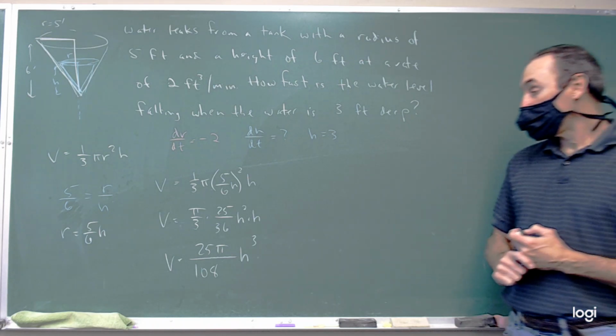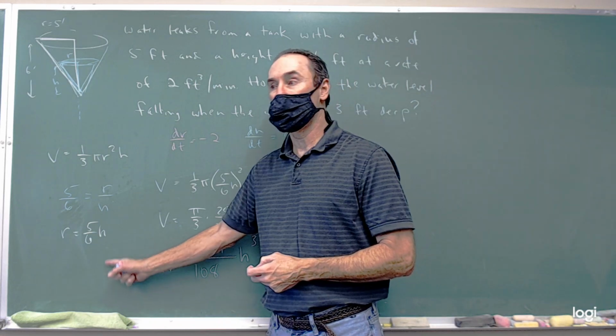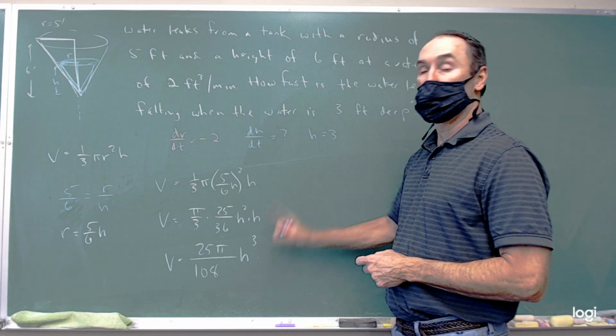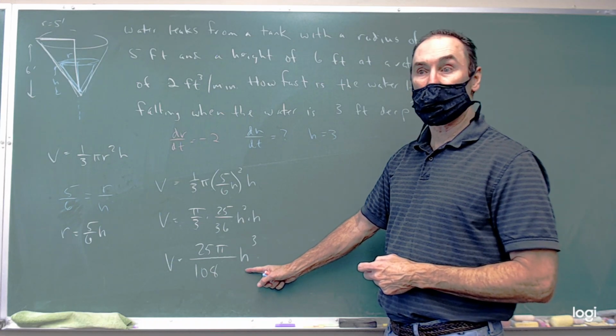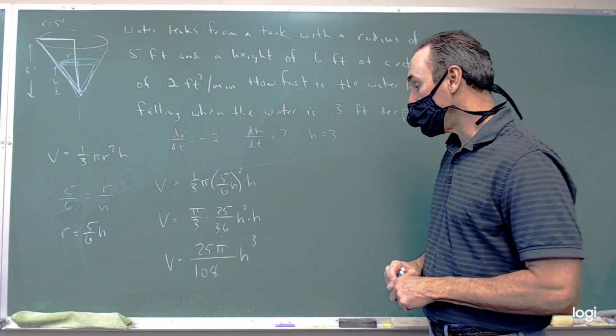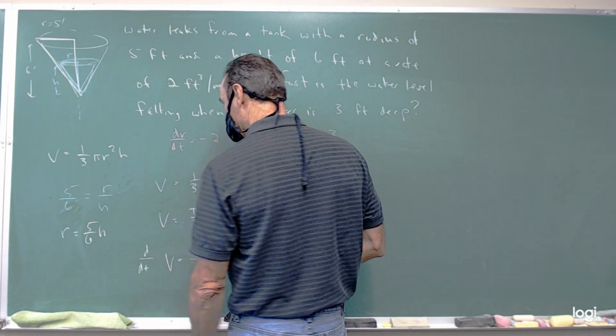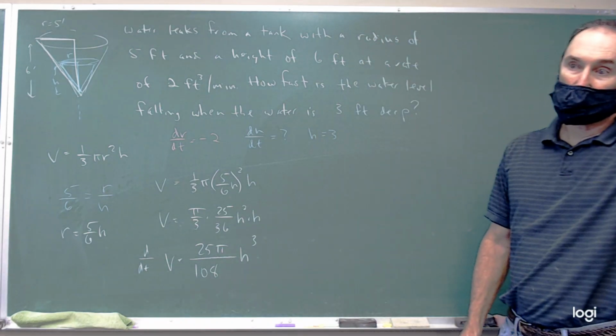So now we're ready to actually take the derivative. And notice we're not going to plug the h in yet. We're going to differentiate this first. Then we'll bring that into play. So the t is our independent variable. These are all changing with time. So we're differentiating with respect to t.